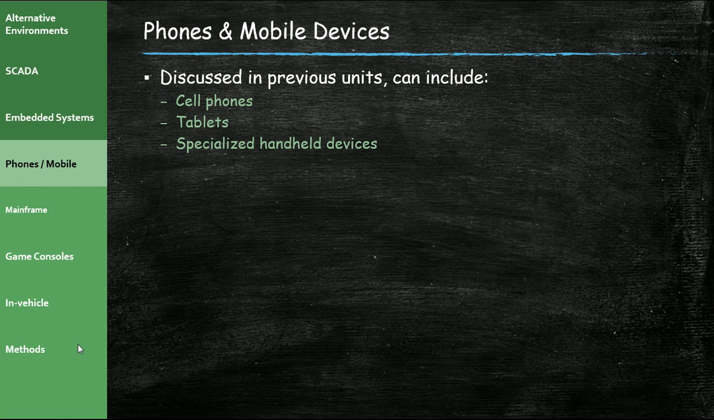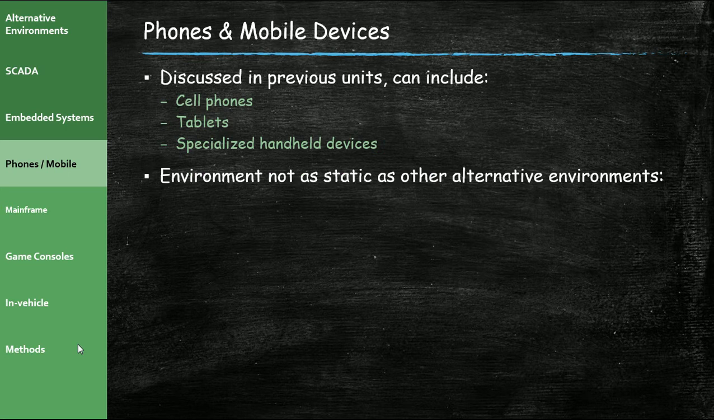Think of your UPS guy that delivers you a package. Usually you sign a little tablet, and that's not a typical tablet that you or I could go buy at a store. It's a specialized tablet that has specialized functionality. That is an alternative environment, and it probably has firmware, and for sure it has software. It's probably running some version of Linux or something like that. So the environment is not as static as other alternative environments, usually these phones and mobile devices. Most of the things I've talked about so far might have a very focused or specialized distribution of Linux, or it might be very customized, and it's very static.